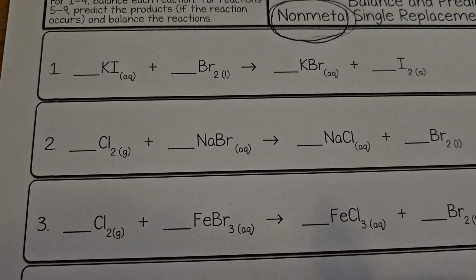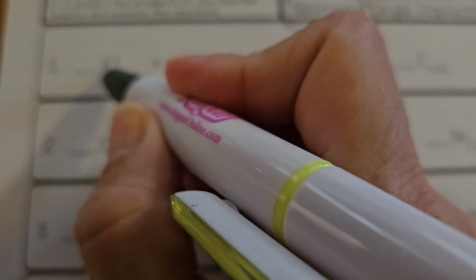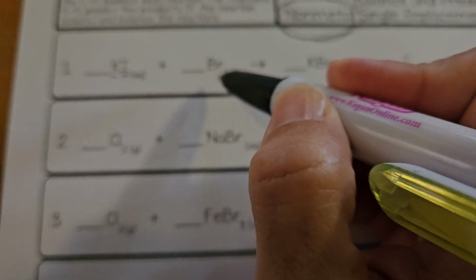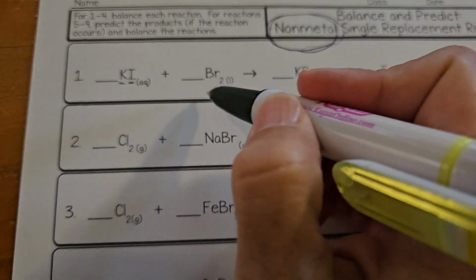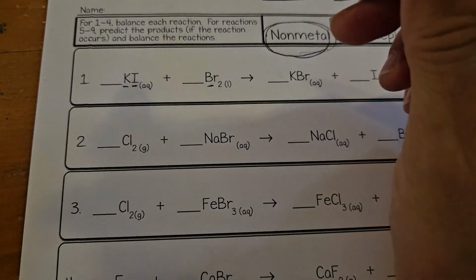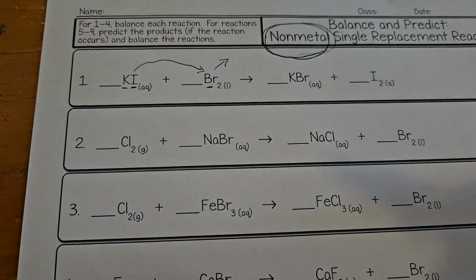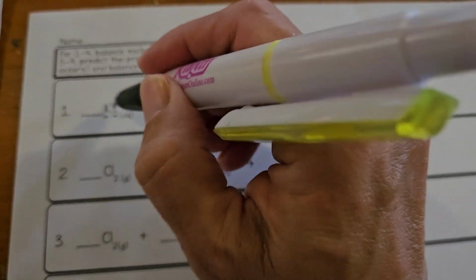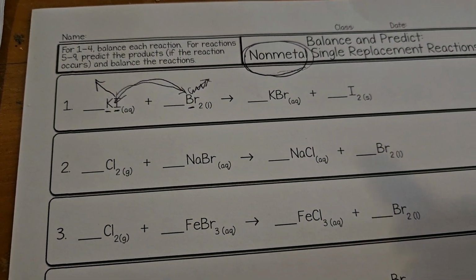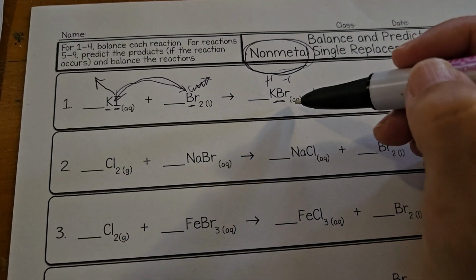So if we look at our first equation, you have KI, so this is your metal, and now you notice that the second compound is also a non-metal. So it's not the K that's going to be doing the swapping, it's going to be the Br kicking out the I and leaving it on its own. So the K is now going to be with the Br. K is +1, Br is -1, so KBr.